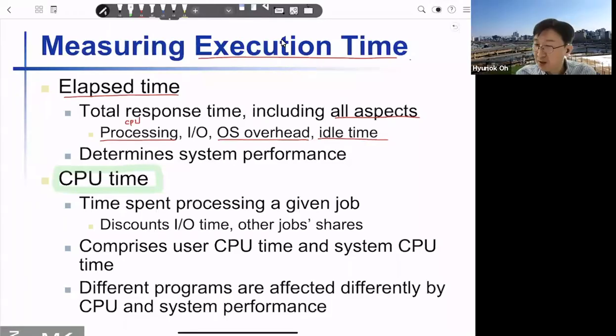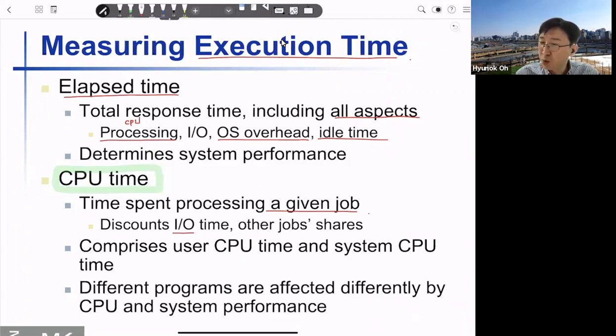Okay, so let's look at the CPU time. CPU time is how much time we need to process a given job on the CPU. So we are not including the I/O time, like receiving the data from the keyboard and printing out to the screen. We are not considering that.